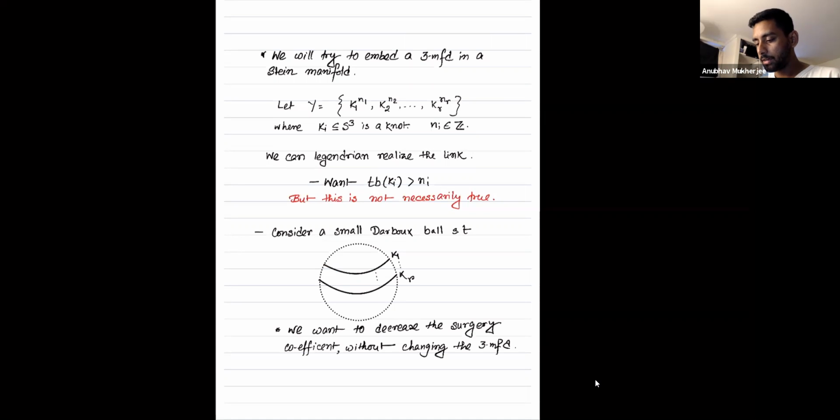And now we want to decrease the surgery coefficient. The problem is that increasing the TB number is a very difficult job. But maybe using some smart Kirby calculus, we can hope to decrease the surgery coefficient without changing the 3-manifold. And that is what I'm trying to do. So I'm now trying to decrease the surgery coefficient, that is, I try to decrease this part such that I can have such an inequality in my picture. One thing I need to be very careful about is that I'm not changing the 3-manifold in this process.